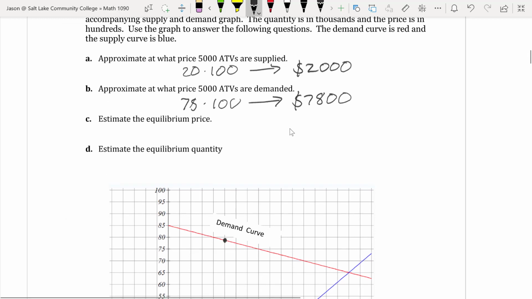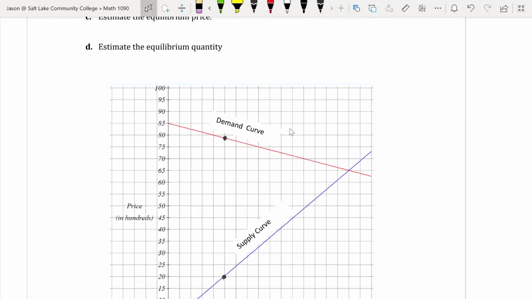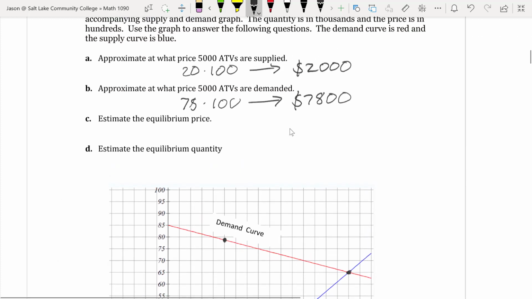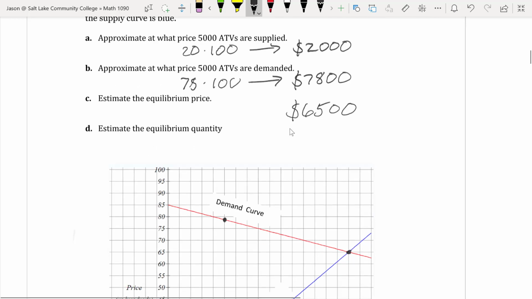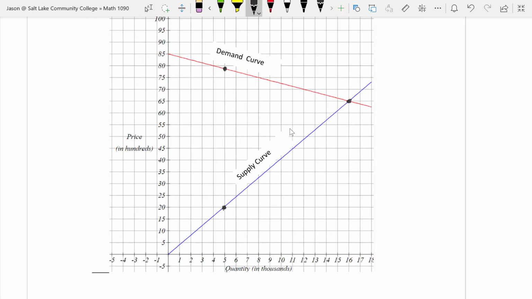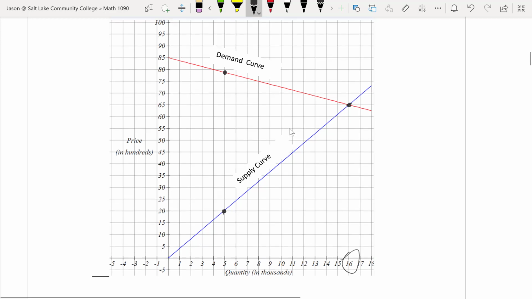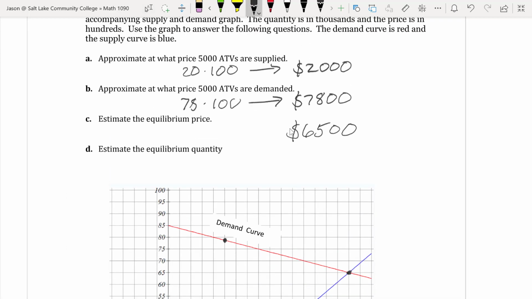Estimate the equilibrium price. Well, the equilibrium price is where the two curves meet. And the price is on the y-axis here, so that would be $6,500. Estimate the equilibrium quantity. That's the value on the x-axis in thousands, so that would be 16,000.